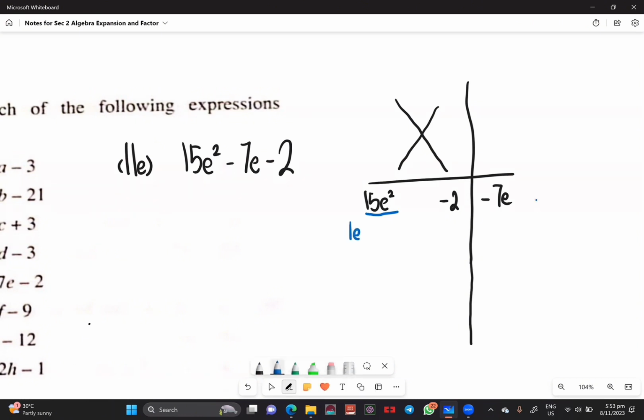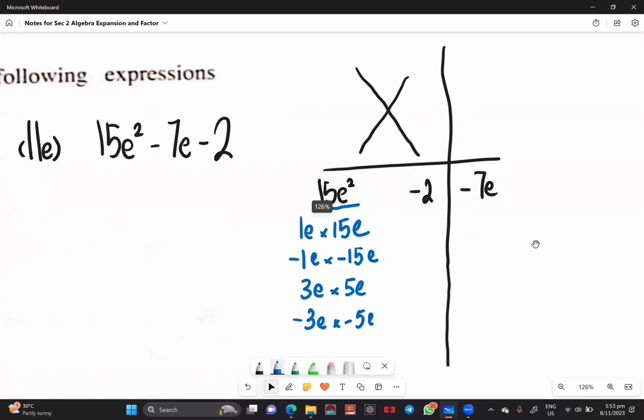1e times 15e. We also have -1e times -15e, correct? Because negative and negative gives me positive. Make sense? And then we also have 3e times 5e. Make sense? We also have -3e times -5e. Okay, so these are some possibilities, or some factors that you can explore.